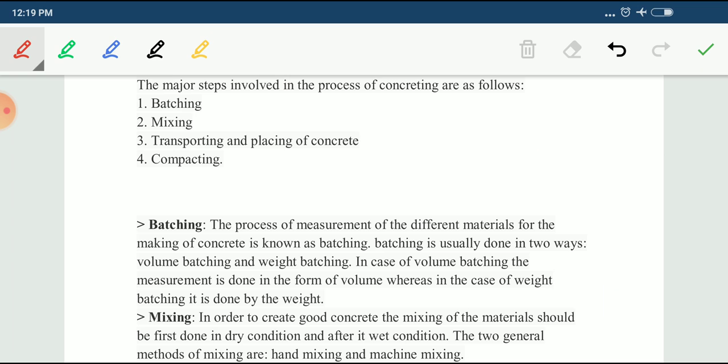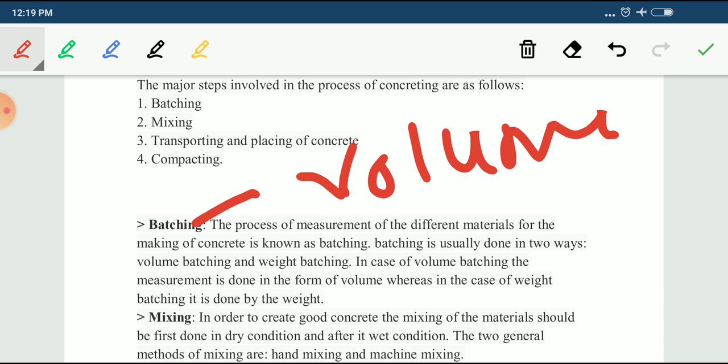There are two types of batching. You can go for volume batching, or you can go for weight batching. These are the two different methods you can follow.